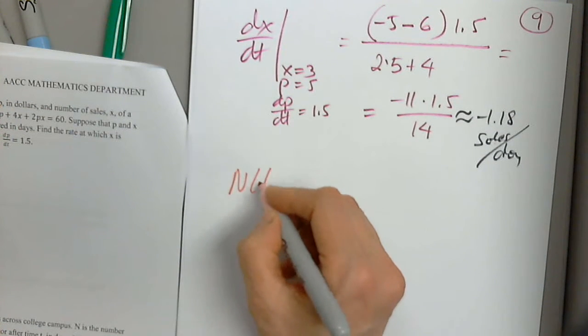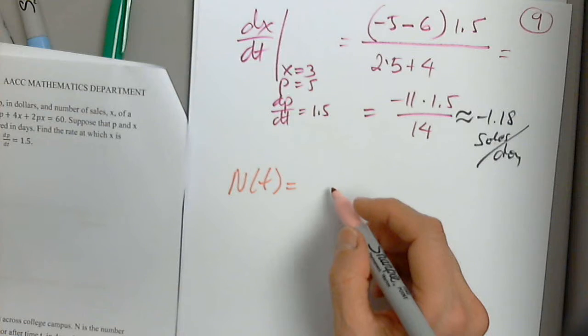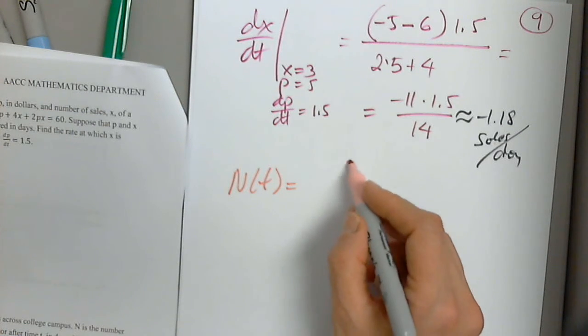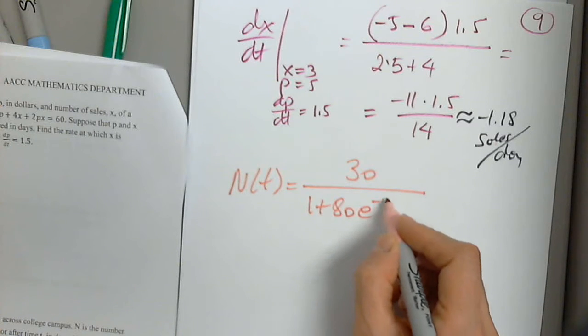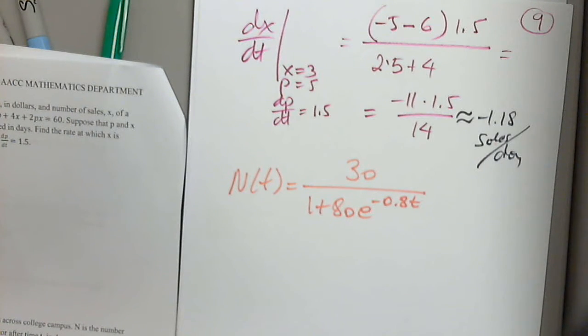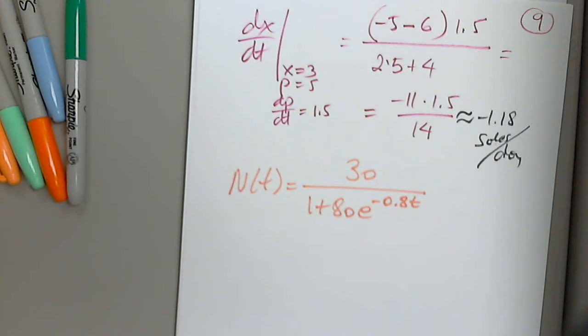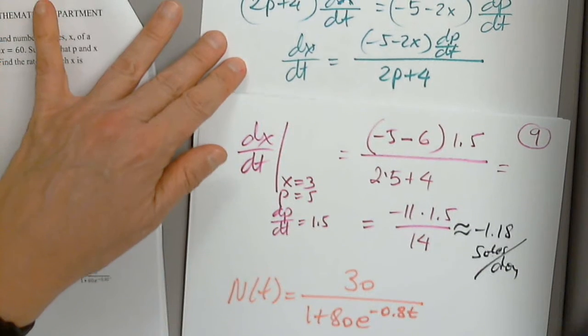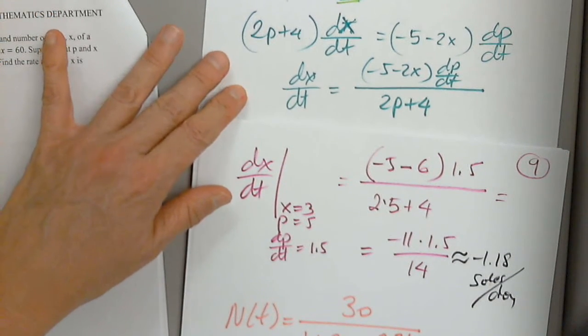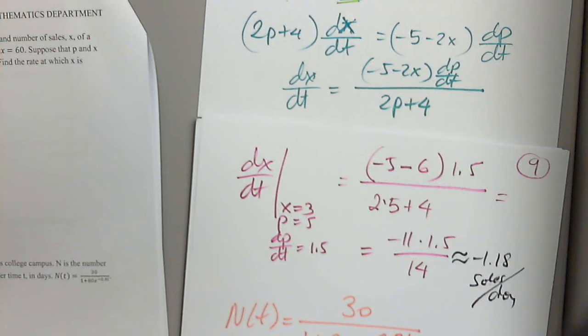So N of t, t is in days, N is the number of students: 30 divided by 1 plus 80 e to the negative 0.8t. Find the rate of change of this function. I'm sorry, before we move on, could you move up so I can copy down? Is this okay, everyone?